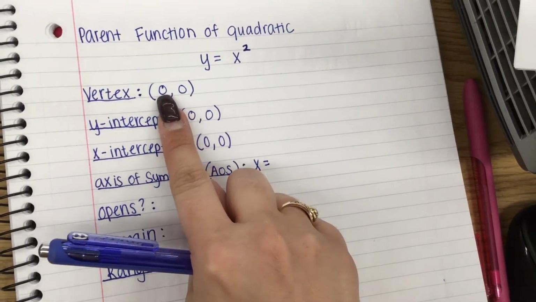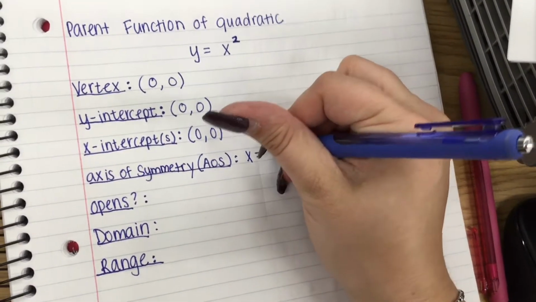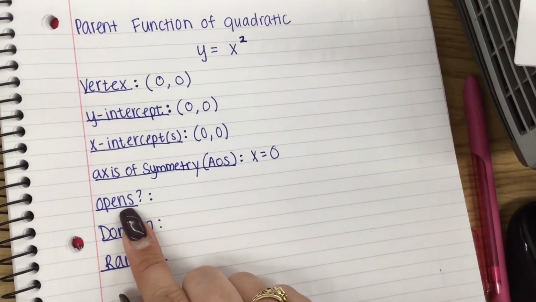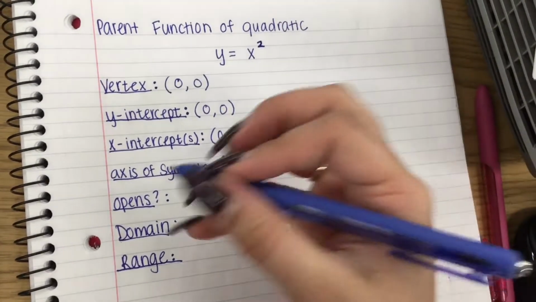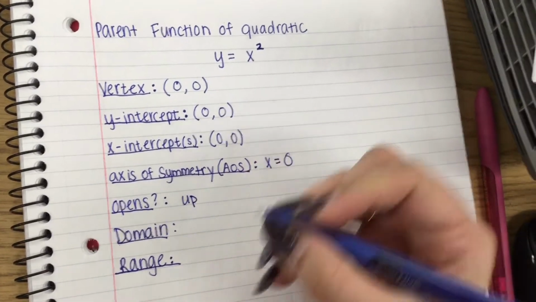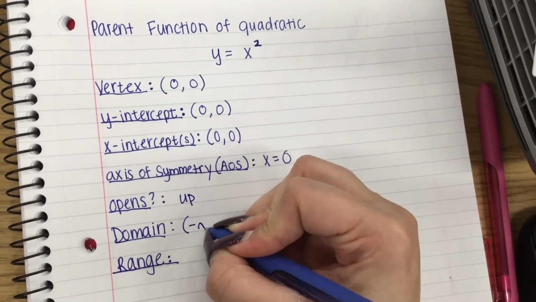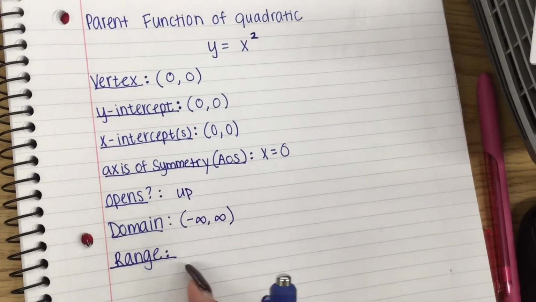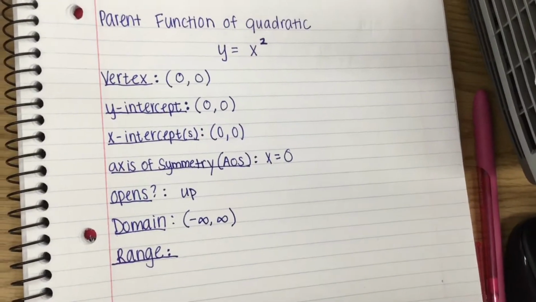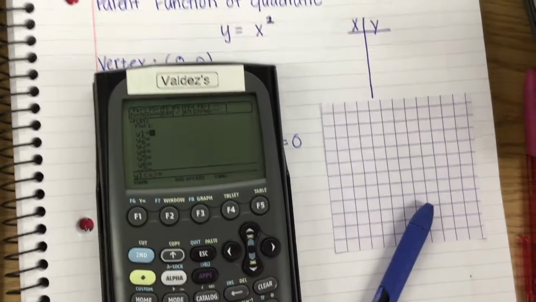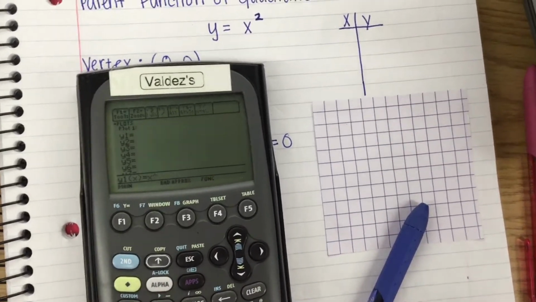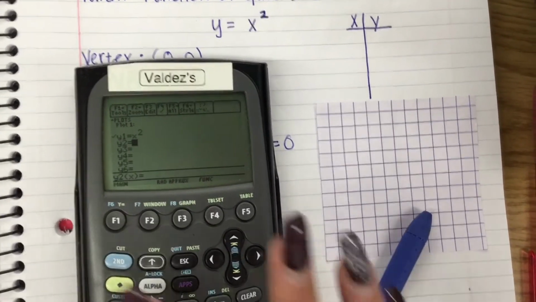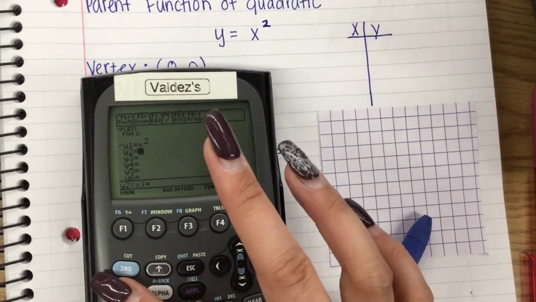The axis of symmetry is a line that shows that one side of the graph is symmetrical to the other side of the graph. And the axis of symmetry is x equals the x value of the vertex, so that's going to be x equals 0. The parent function opens up because the a value is a positive 1. It also has a domain from negative infinity to positive infinity. And now we're going to see what it looks like on a graph.